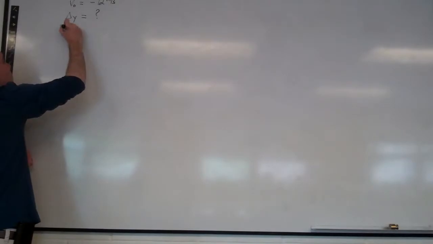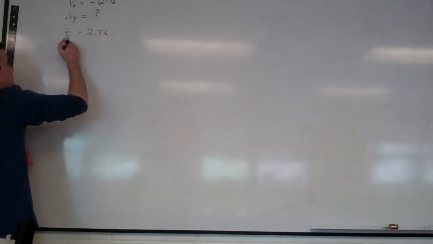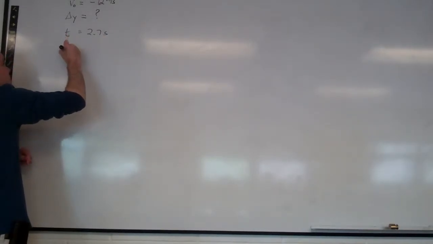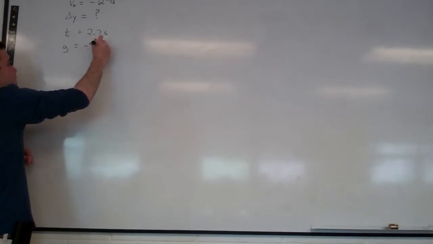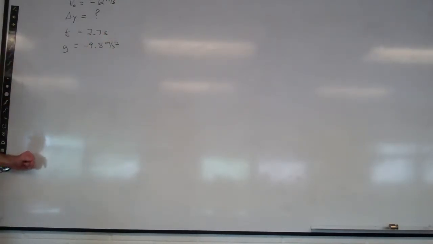T is 2.7. I misread the question. T is 2.7 seconds. And g is negative 9.8 meters per second squared. In his defense, I usually ask you for the one we're looking for last. I forgot what we were looking for after I heard the question. Alright, what's the equation?